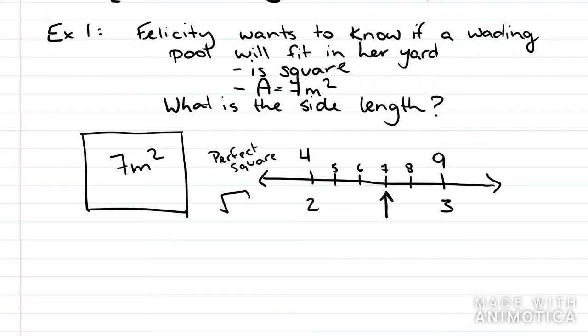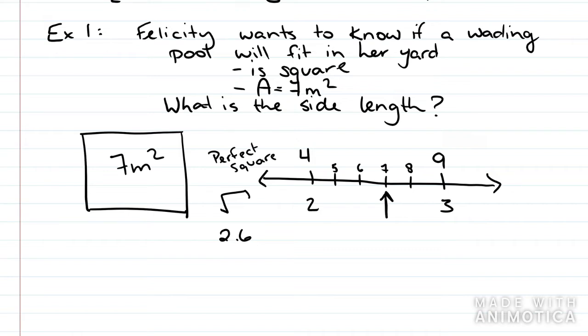So first off, is it going to be bigger or smaller than 2.5? Well, if you look, there's 1, 2, 3, 4, 5 sections in between 2 and 3. And this one is 3 sections past, which means that it's more than halfway. So I'm going to estimate it's 2.6.